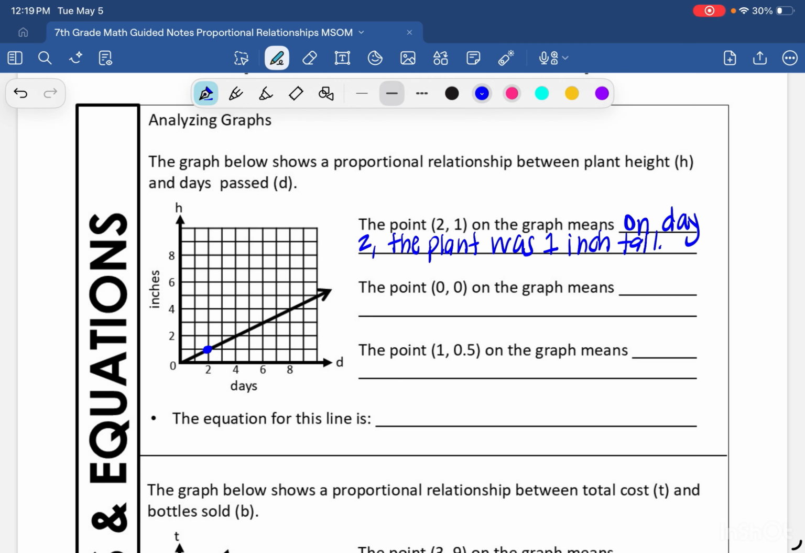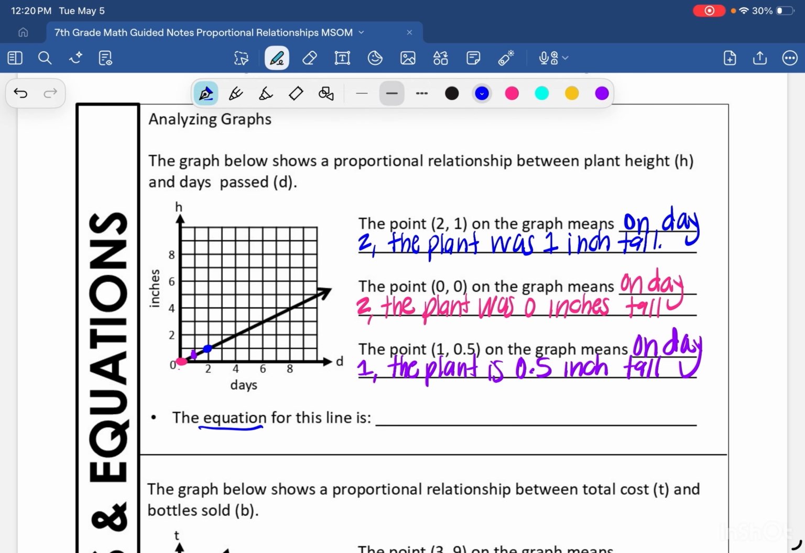Okay, now let's look at the point 0, 0. And what does that mean? Well, that means on day 0, the plant was 0 inches tall. Now let's look at the point 1 and 0.5. So 1, 0.5 is going to be right there. That means on day 1, the plant is going to be 1/2 inch tall.